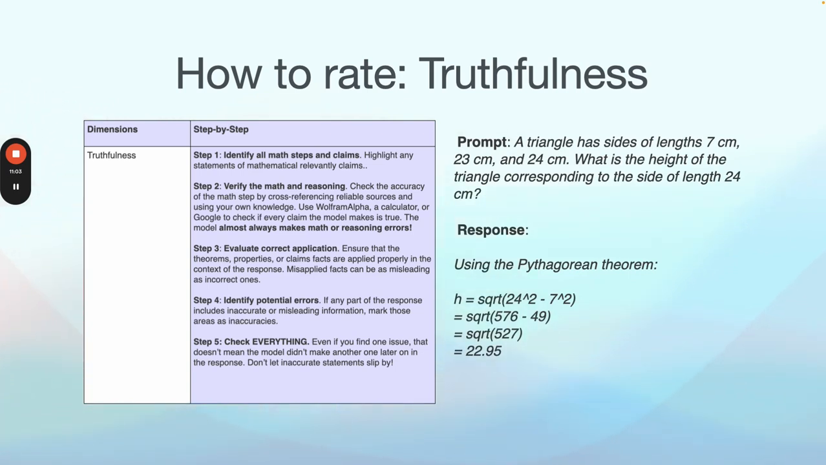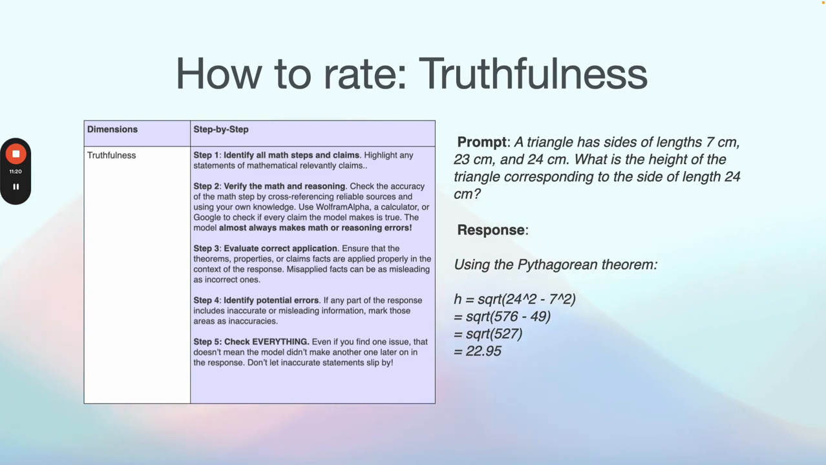Error number 1. Well, you actually can't use Pythagorean theorem to calculate the height, right? That doesn't make any sense. Pythagorean theorem is to calculate when we have 2 side lengths to find the third. To calculate the height, we're actually going to need to use the area formula. So this is actually incorrect.